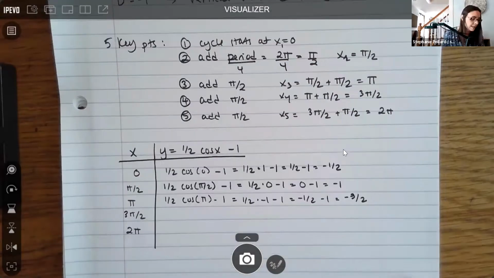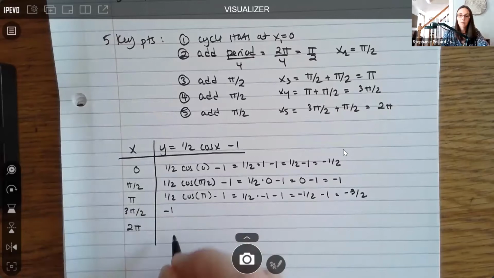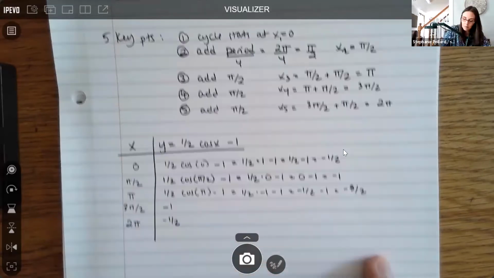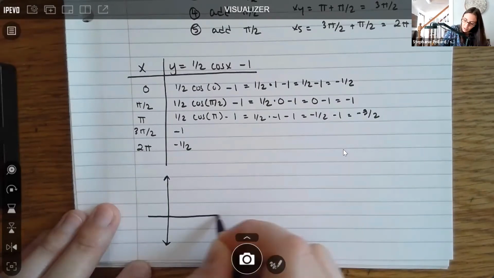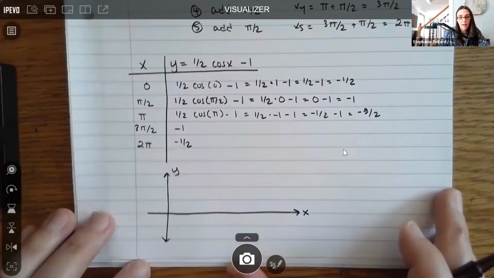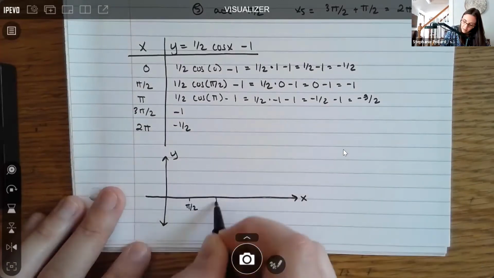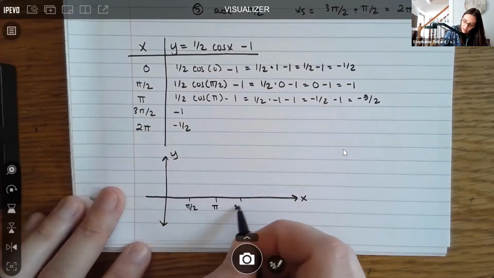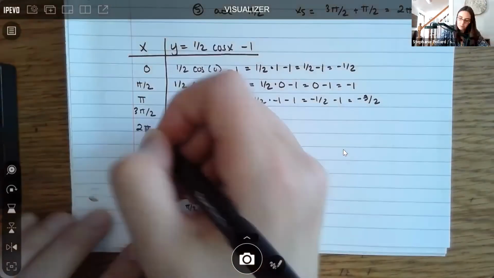And then I'm going to do the same thing for the last two. So you guys can do these last two. You get -1 here, and you get -1/2. I'm just going to graph one cycle, one period here. I am starting at 0, and then pi over 2, pi, 3 pi over 2, and 2 pi, just going through my usual marks right there.